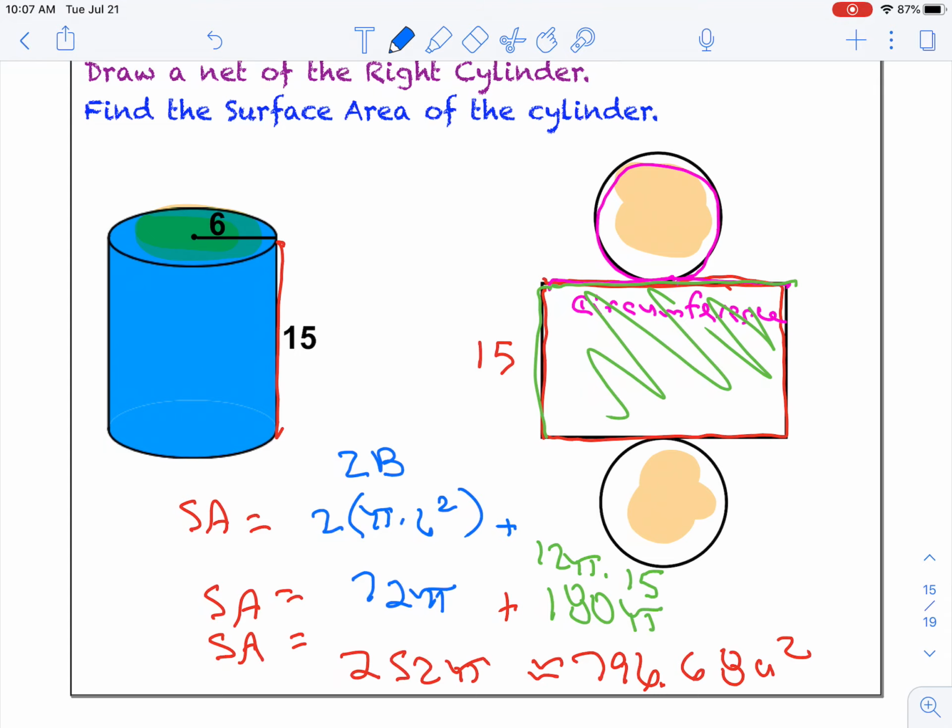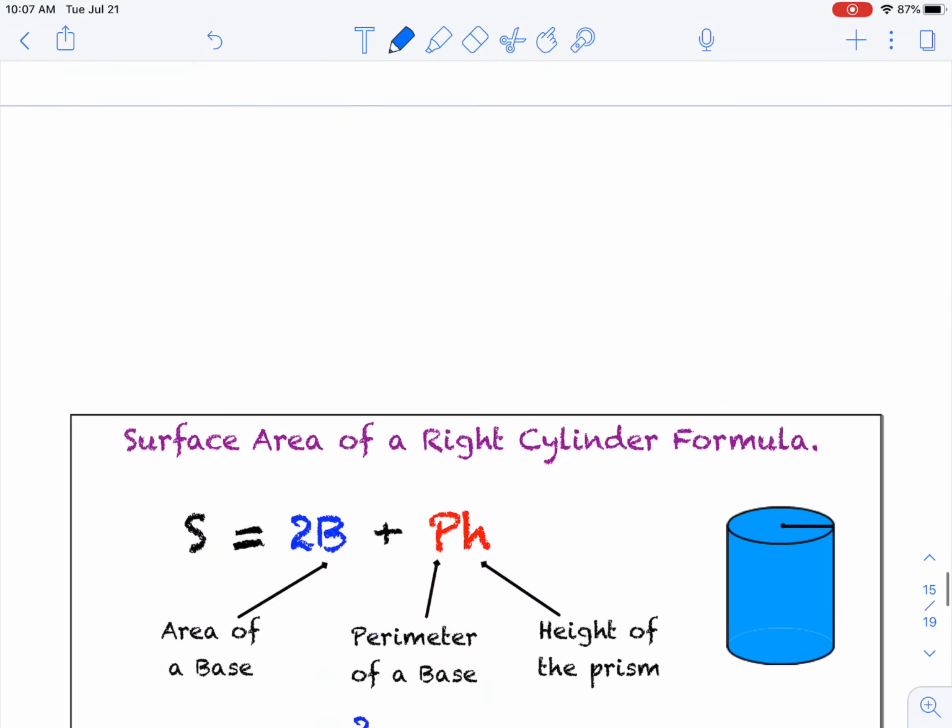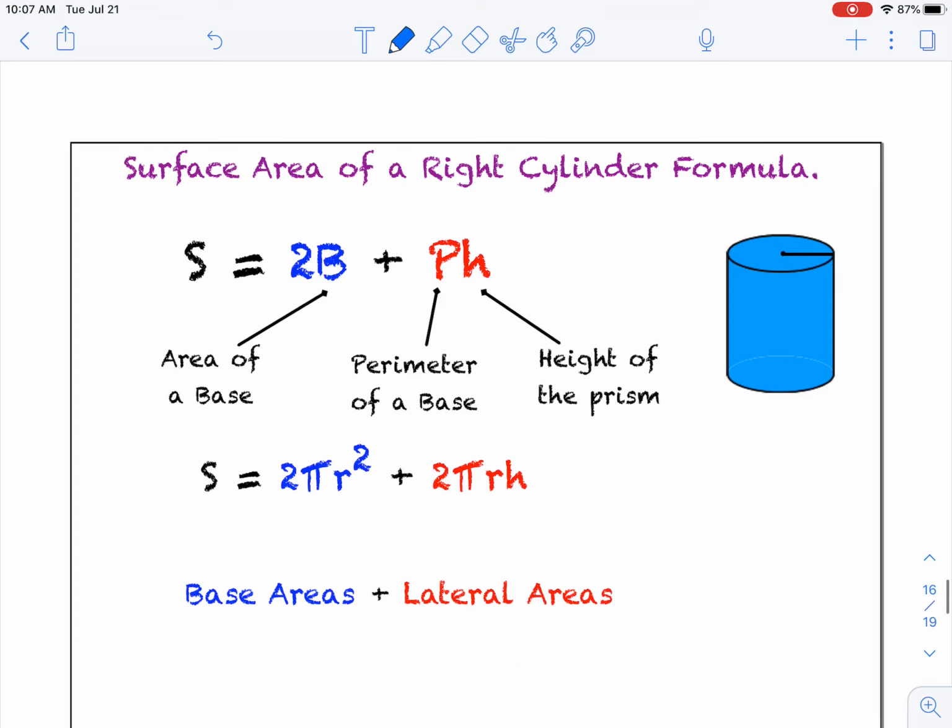And I just left it in terms of pi because it's less calculator work, but it turns out again that the surface area of a right cylinder is the identical formula. You take the area of the base, which is a circle, so it's pi r squared. So 2 times pi r squared plus the perimeter of the base times the height, where the perimeter of the base is 2 pi r, pi times diameter, times the height. So you're doing the same exact thing. You're finding the base area times 2 plus your lateral area, which is just a rectangle.